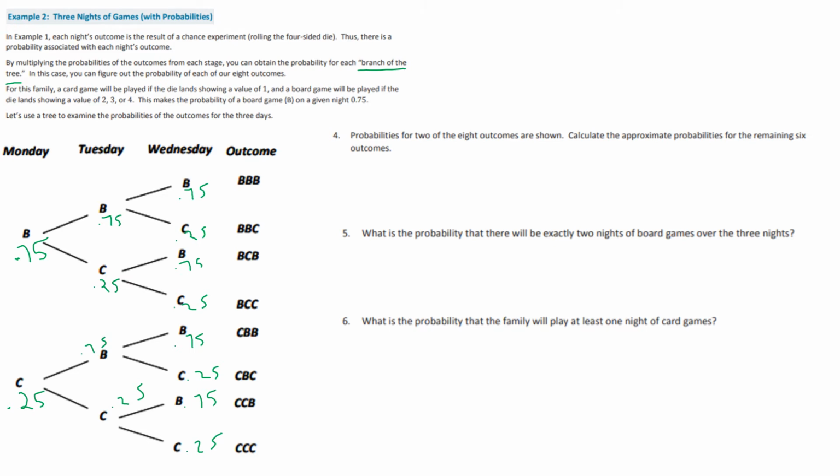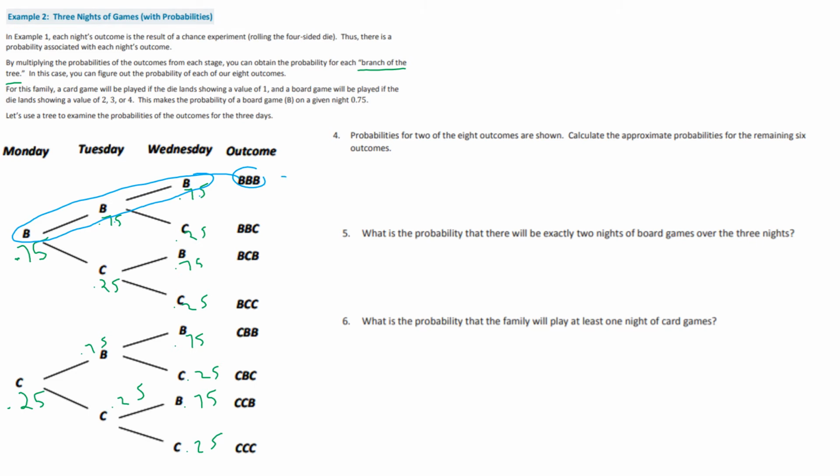Okay, so calculate the approximate probabilities for the remaining ones. So we're just going to go along our tree. I am going to use a different color now. So our first one, BBB, that's this branch of the tree right here. So this means you have to do 0.75 times 0.75 times 0.75.